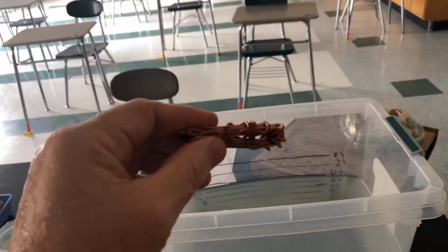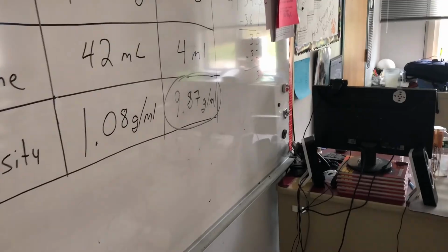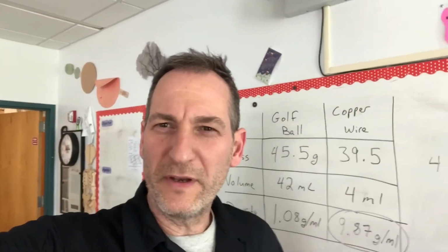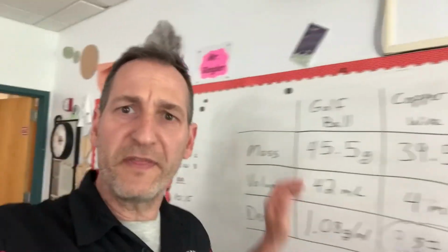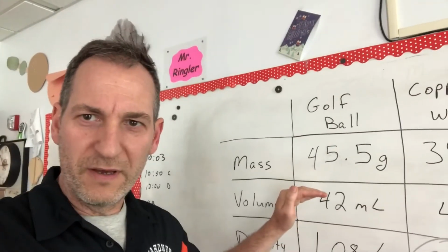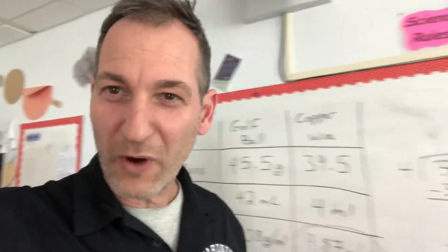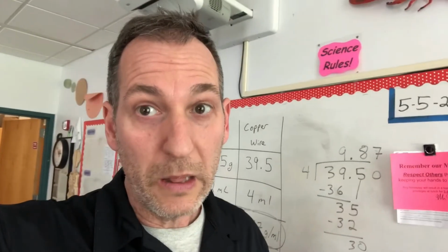Fantastic. So we'll test it out. My copper wire, it's got a density of almost 10 grams per milliliter. That's pretty heavy compared to water. So when I put this in the water, it should sink very fast. Shoo, like a rocket ship going down. Whereas my golf ball is closer to the density of water. And if I put that in the water, it sinks more slowly. Well, there you have it. That's how you calculate density. You find the mass, you find the volume, you divide mass by volume, and you've got the density of your object. Easy peasy, lemon squeezy.